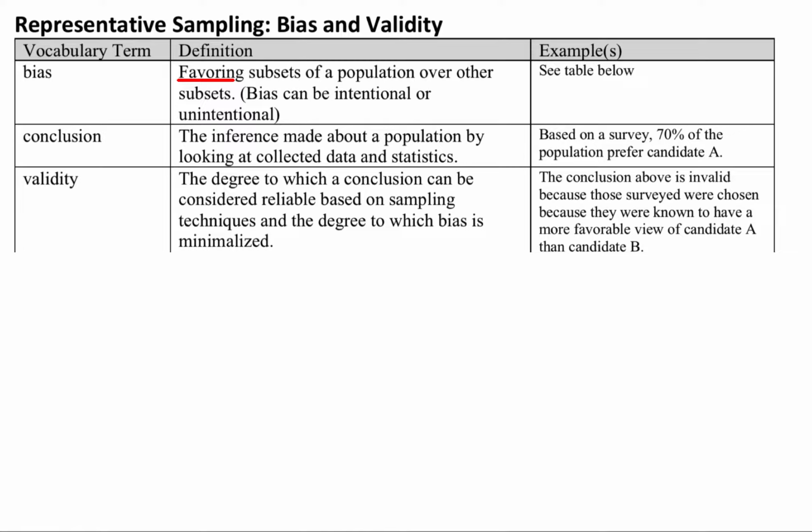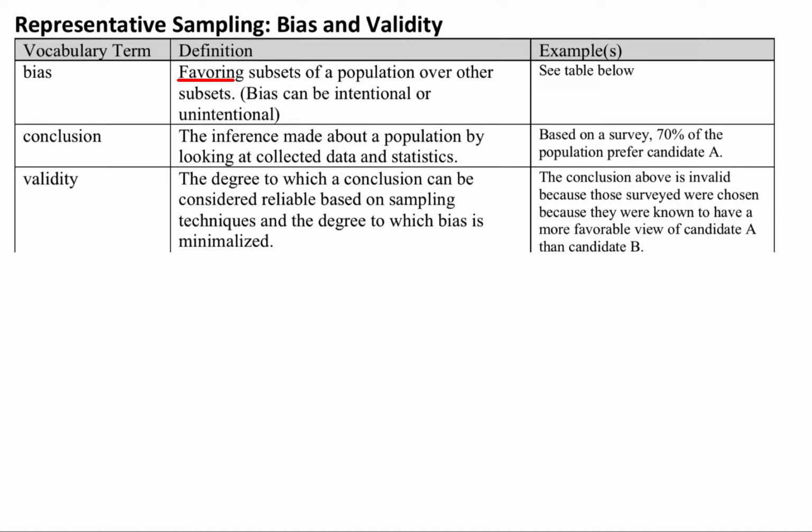First, the vocabulary. The term bias means favoring subsets of the population over other subsets. And it's important to realize that bias can be intentional or unintentional. By the way, where it's favoring, it could also be disfavoring, or having a subset of the population that is unfavored. Conclusion is the inference made about a population by looking at collected data and statistics.